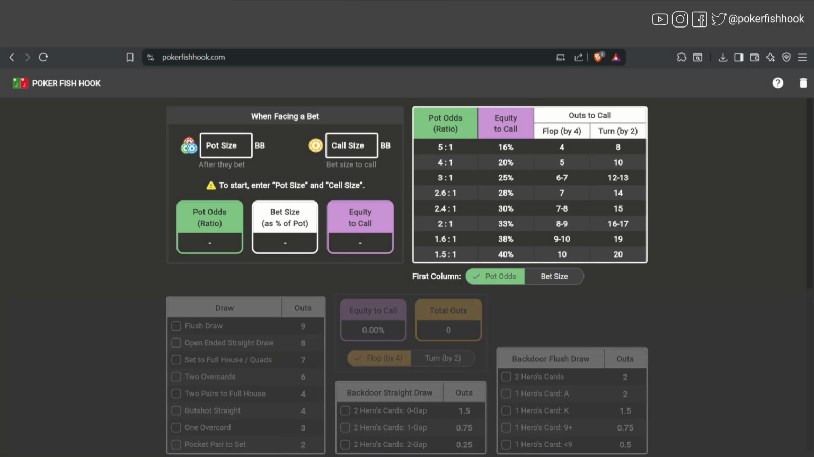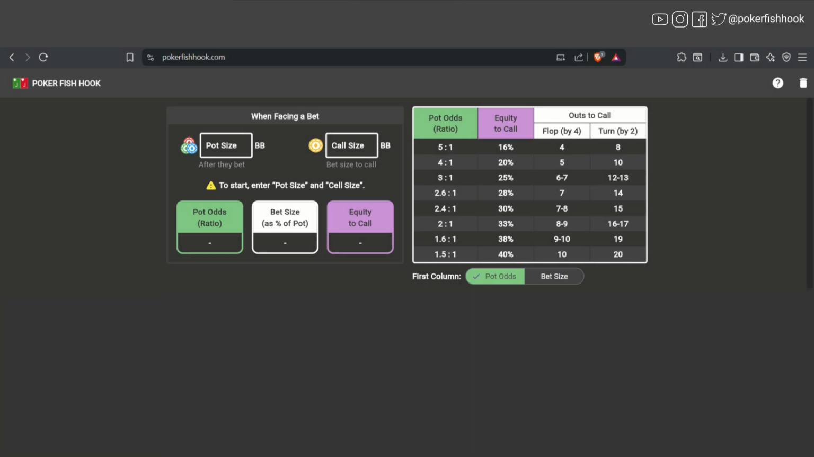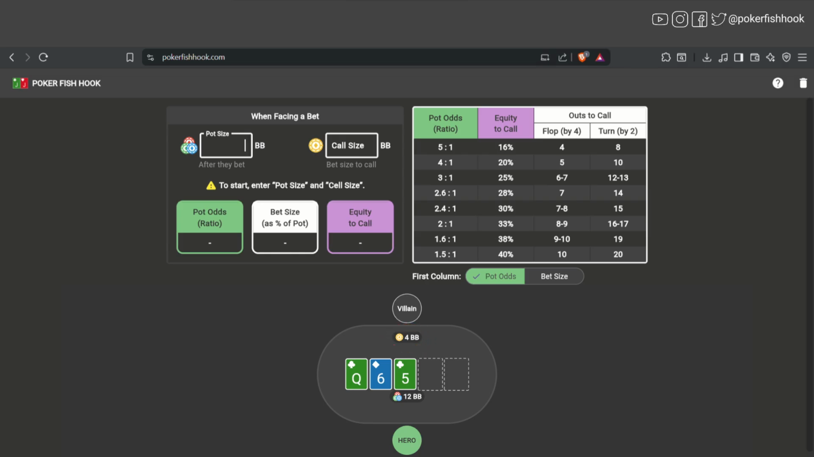Let's review the top sections first, using an example. Imagine we are on a flop where the pot is 12 big blinds. The villain makes a bet of 4 big blinds. Now, the total pot is 16 big blinds. To make the call, we have to pay 4 big blinds.